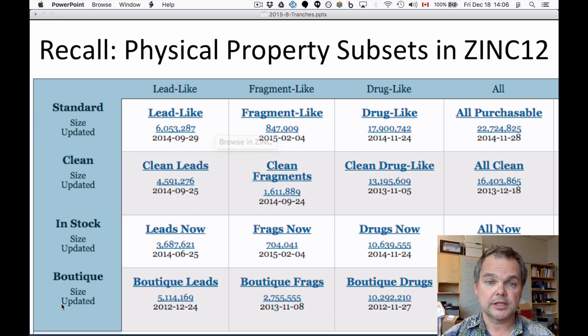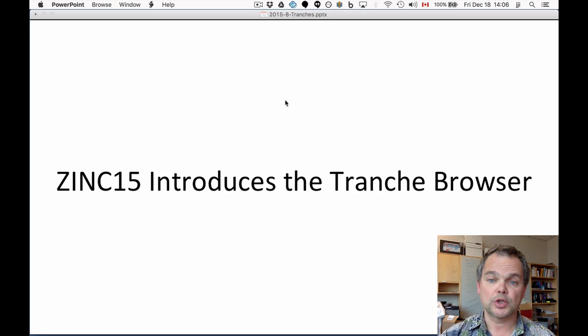There's a number of problems with this, one of which is that these are mutually overlapping. So, for instance, lead-like is included by drug-like, and all includes all of these three. Similarly, if you want to have in-stock and clean at the same time, there's no option for it. Similarly, if you want fragments, but just a little bit bigger than the fragments, let's say you want 300 instead of 250, or lead-like, you want 375 instead of 350, there's no way to easily do that with this system. And this became more and more obvious, and so we invented a new system, which we call the Tranche Browser.